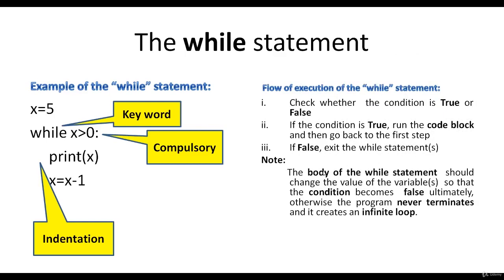It is to be noted that the body of the while statement should contain a variable update so that the condition eventually becomes false, otherwise the program never terminates and it creates an infinite loop. In this example, x is gradually decreasing from 5, and when it becomes 0 the program terminates.